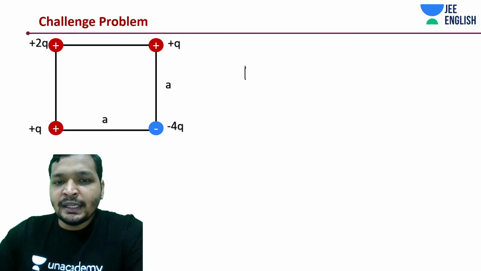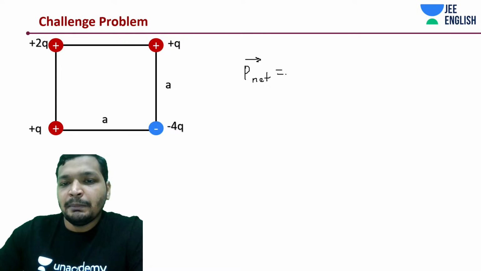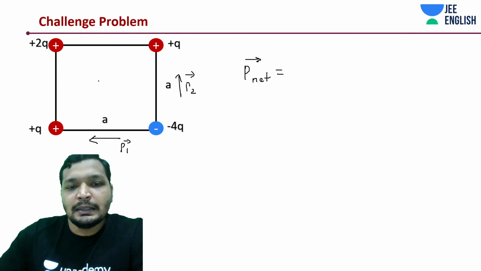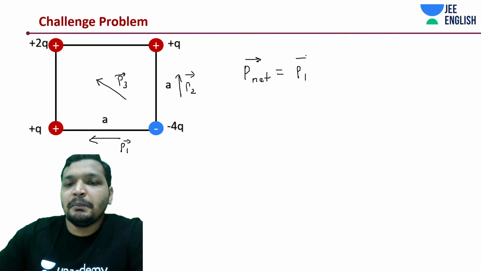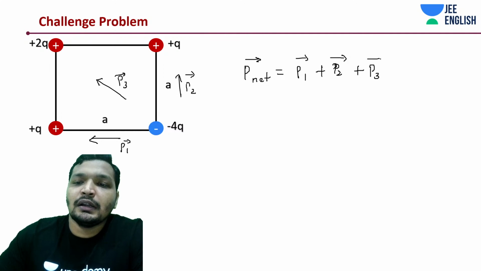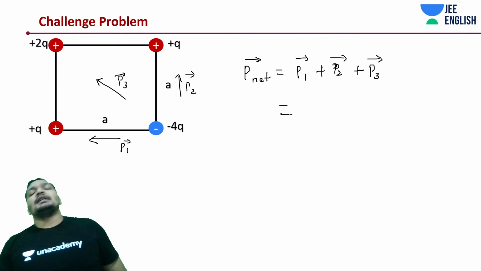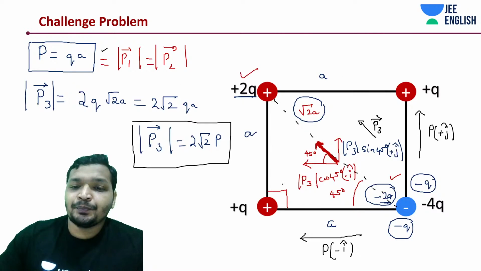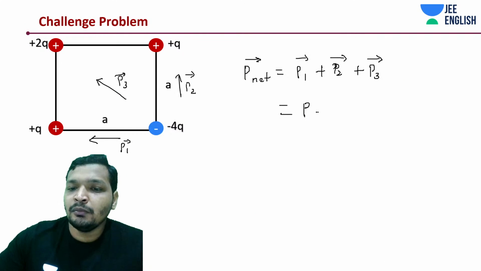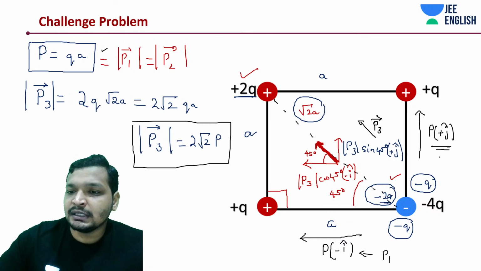So P net was how much? I'm going to call this P1, this P2, and this one P3. P net is P1 plus P2 plus that of P3. Now P1, we know it is something. Okay, this is P1. How much is it? P into minus i cap. How much is P2? I believe it's P into plus j cap. This is P2.